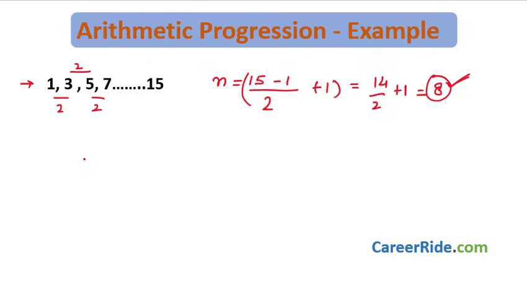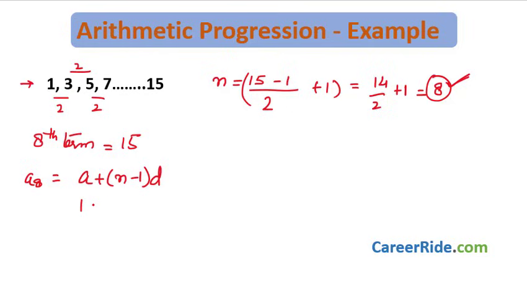Now let us cross check it. It means that my eighth term should be 15. Let us try to find if that is the case or not. I know that my nth term is equal to a plus n minus 1 into d. So my eighth term should be equal to a plus, a is what? A is 1. The first term is 1. N value is 8. My eighth term is 1 plus 8 minus 1 multiplied by the common difference 2. That is equal to 1 plus 14, that is equal to 15.